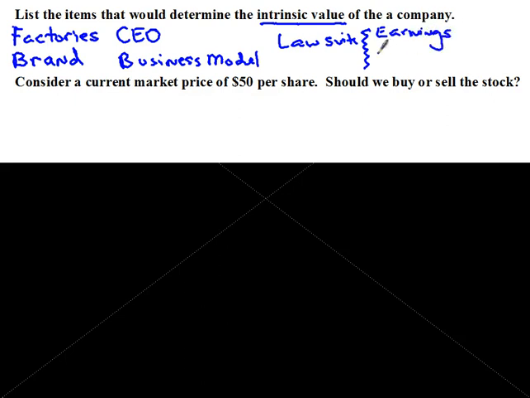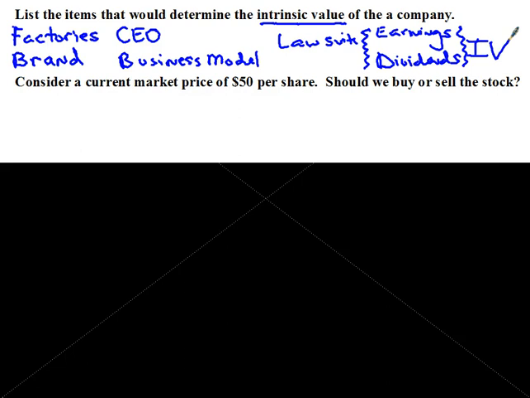Okay, what would be the company's earnings and what will be their dividends? Because those are the two things that we ultimately care about. So we look at all these different things about the company. We use that to try to figure out what we think will be their earnings and dividends. And then we use the earnings and dividends to determine what we believe is the intrinsic value of the company.